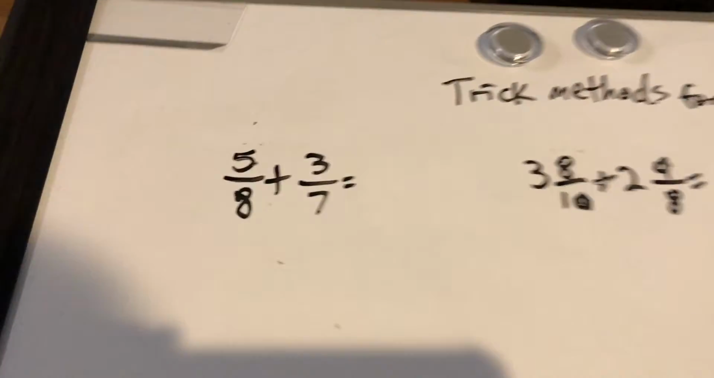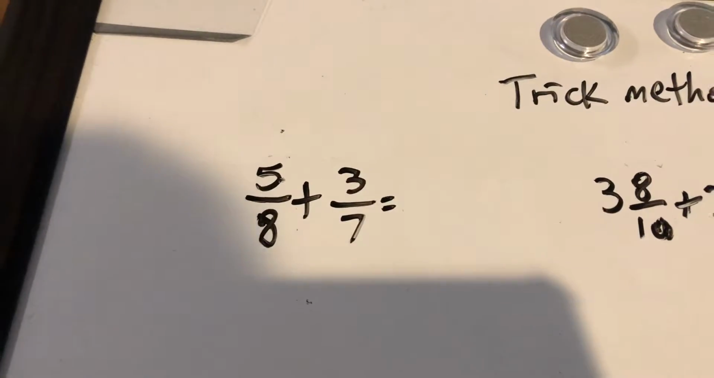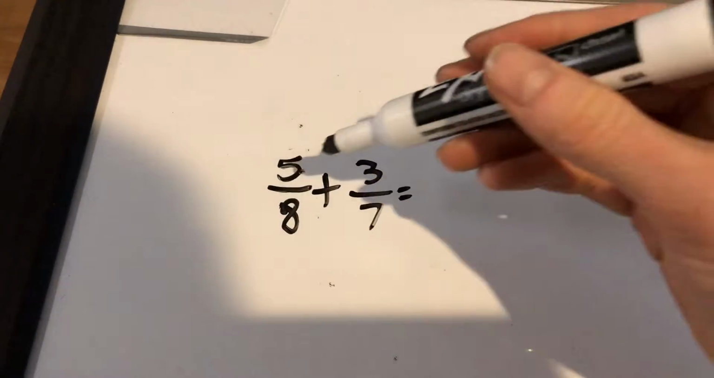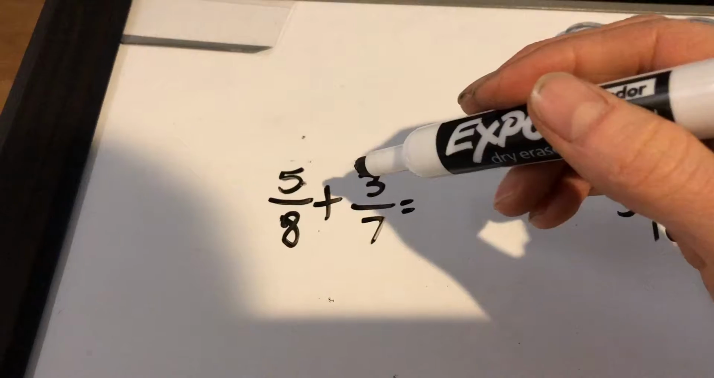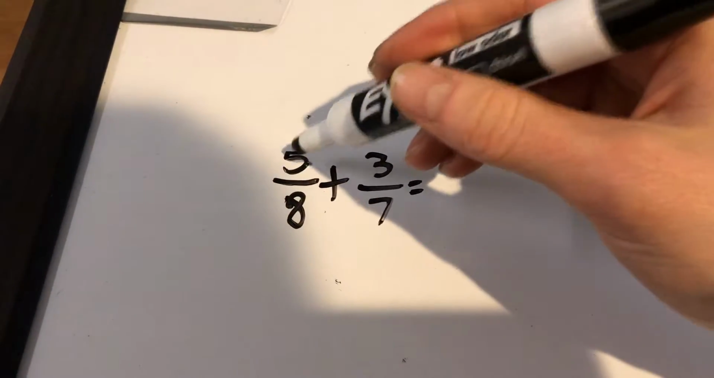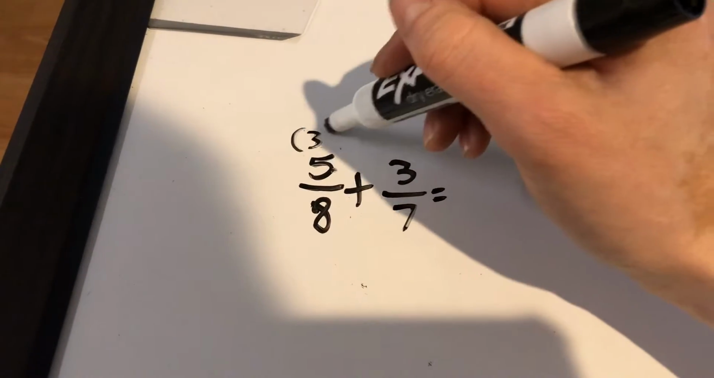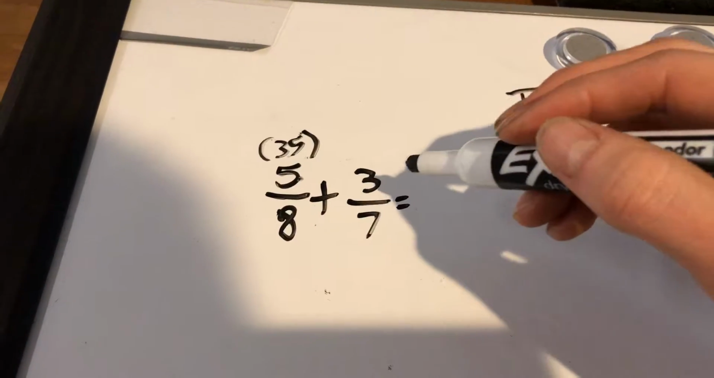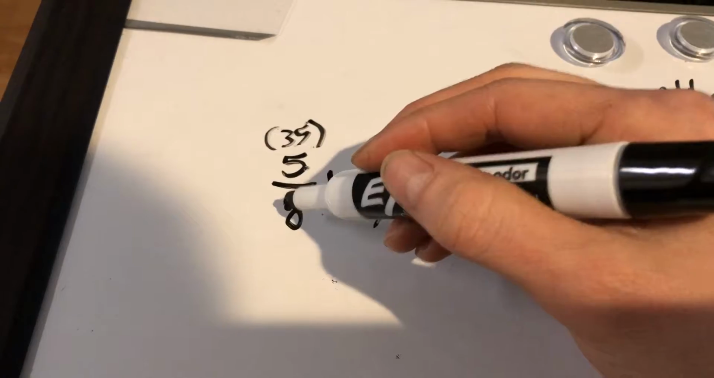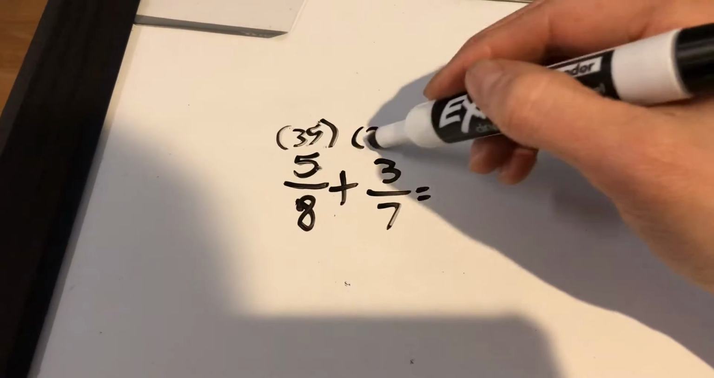So let's start over here. 5/8 plus 3/7. First thing we can do is crisscross multiply, so here's what I mean. Step 1, you can multiply 5 times 7, which equals 35. So we write 35 right here. Next one, 3 times 8 equals 24. So we write 24 right here.